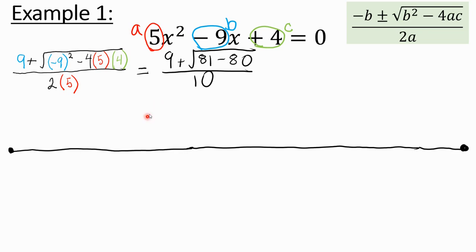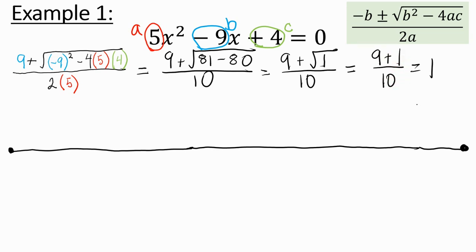Okay, now what I'm going to do is remember that this square root is really like parentheses. I have to do 81 minus 80 now. And that's 1, still over 10. Okay, now I can actually take my square root. What is the square root of 1? Well, that's just 1. So I get 9 plus 1 is 10, over 10. 10 divided by 10 is 1. Yay, we got our first solution. So that means that x equals 1 is our first solution.